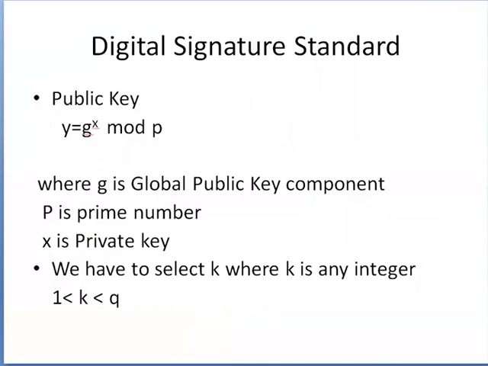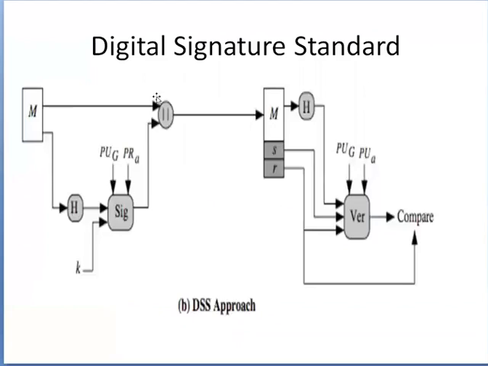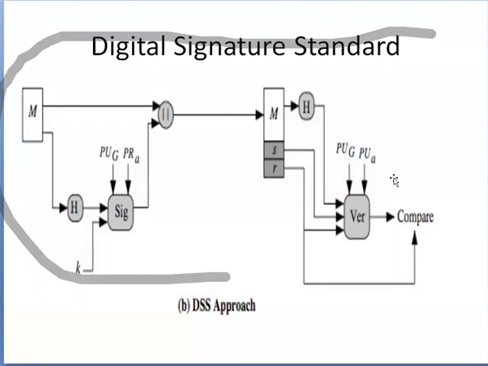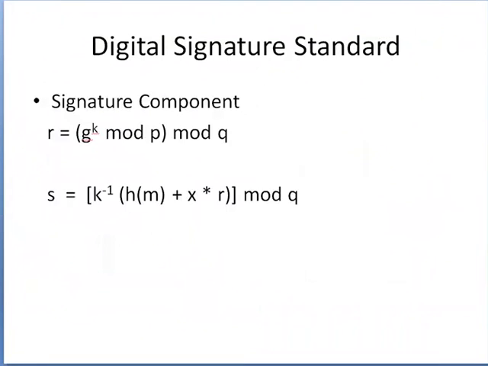Now after the signature function, what is going to happen? See, this is the message with the hash given to the signature function. This is the global public key component with a private key, appended with the message, which produces the message, S and R. Now this is what is received at the end by the verification function. And in the verification function, what is going to happen?